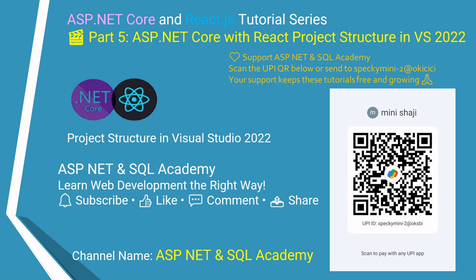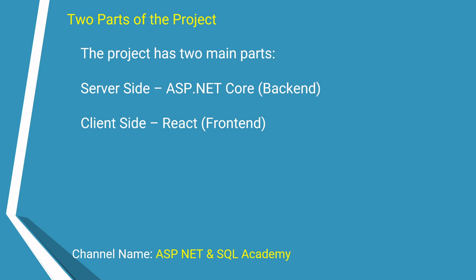Welcome to this video. In this session, I will explain what happens when we create an ASP.NET Core with the React project in Visual Studio 2022 and what the project structure means. When you create this project, Visual Studio generates two major parts: the server side using ASP.NET Core and the client side using React. Together, they form a full stack application.